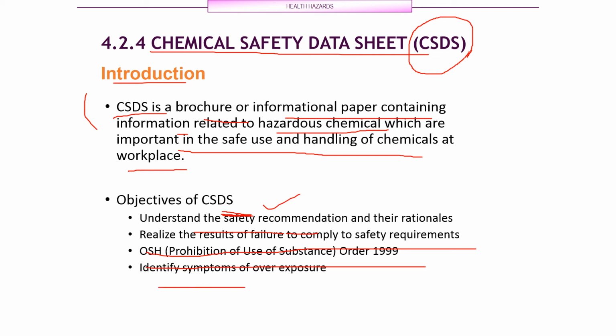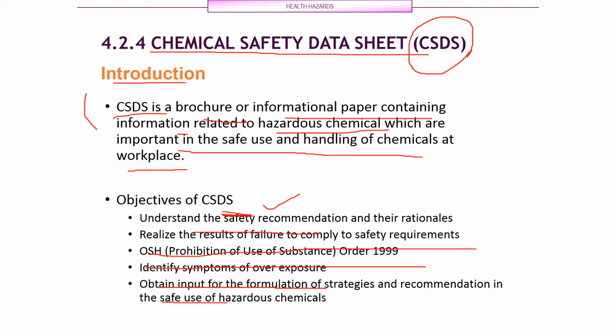And then identify symptoms of overexposure. So kita boleh identify symptoms of overexposure before we use that chemical. Ataupun masa kita tengah buat tu berlaku sesuatu, dekat situ pun dia ada tulis apa tindakan yang kita perlu buat untuk kita prevent and control the hazard. Okay, so it also obtains input for the formulation of strategies and recommendations in the safe use of hazardous chemicals. So dia bagi tahu juga macam mana kita nak prepare that chemical. So contoh macam acid tu, dia boleh sampai berapa persen kita nak buat. Kita nak prepare berapa concentration yang kita nak buat. So dia bagi tahu macam mana. So kalau macam nak guna sulfuric acid, perlu menggunakan kebuk wasap. Macam tu.